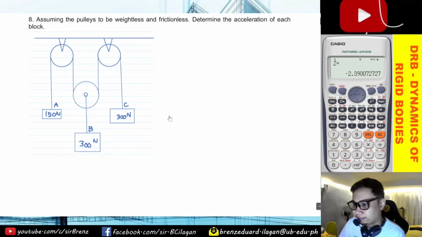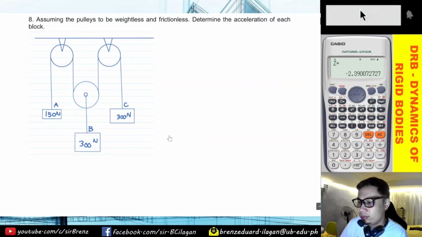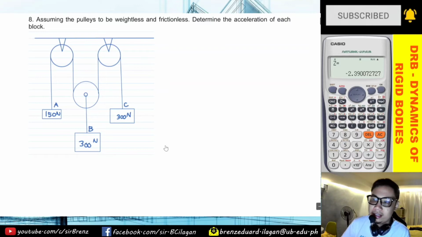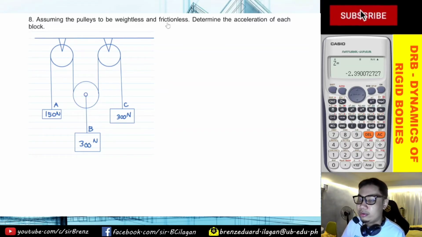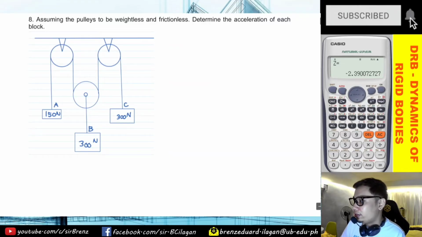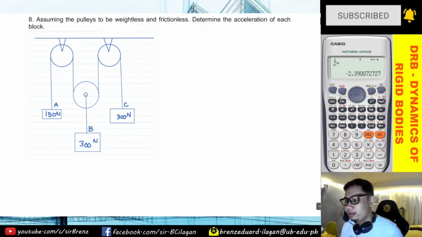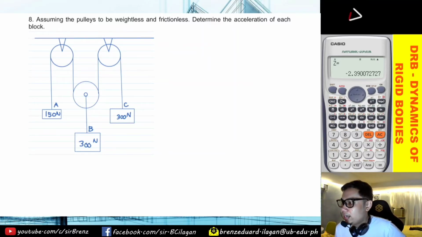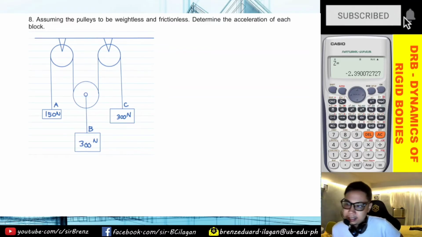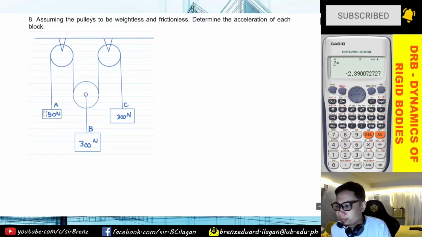So the first step here is to assume the direction kung paano gagalaw yung system natin. Since frictionless naman siya, wala namang kaso kung magkamali ka ng assume. Pwede mo nang i-apply dito na papalitan mo lang yung sign and then baguhin mo yung direction niya. Sa tingin nyo, paano ba gagalaw yung system natin? Assume na lang natin.